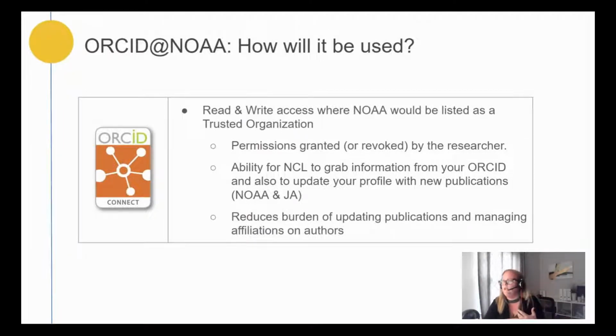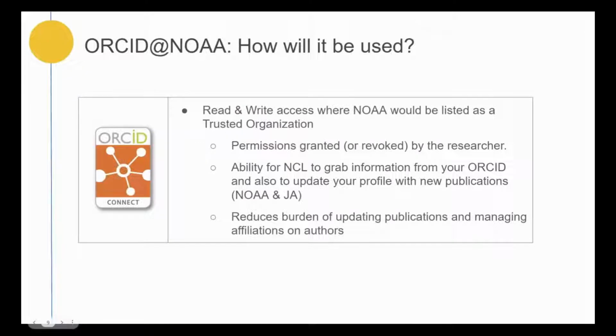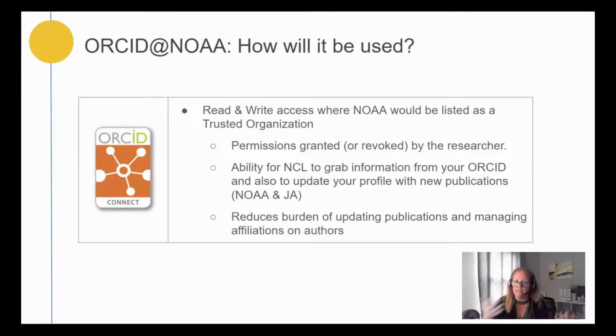So what does that mean? You would have to grant us permission to do that. We can't just do things on your behalf without you saying, yes, I trust this person to do that. So we would have to request permission and you would have to grant that. At any point in time, you can also revoke that permission. Once you grant it, it isn't permanent. You have the power to revoke that at any time or reinstate it at any time.